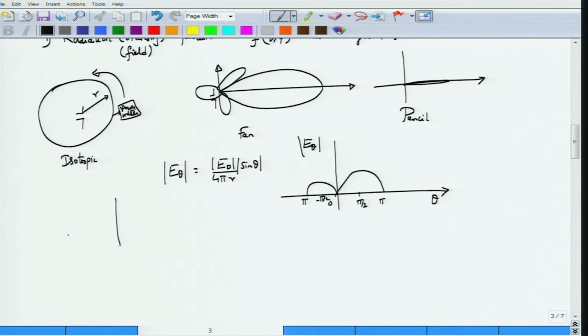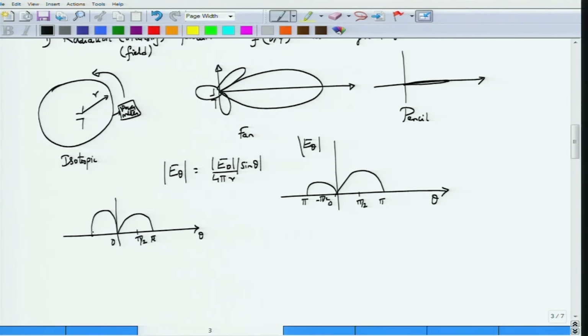What would happen to the power density pattern or the radiation intensity pattern as a function of theta? We know that E theta squared will contribute to the power pattern, therefore the power pattern will go as sin squared theta. Again, it would be 0 at 0, then reach its maximum, and again go back to 0 at pi.